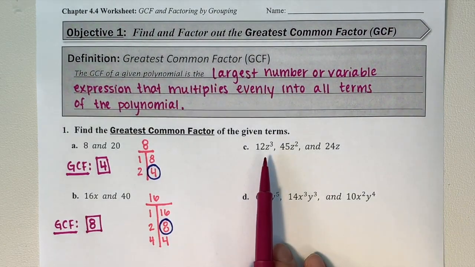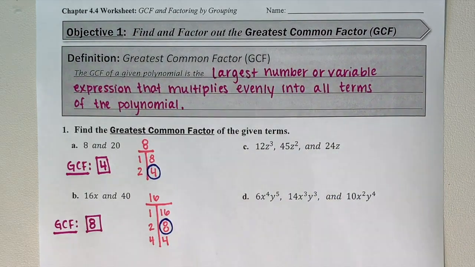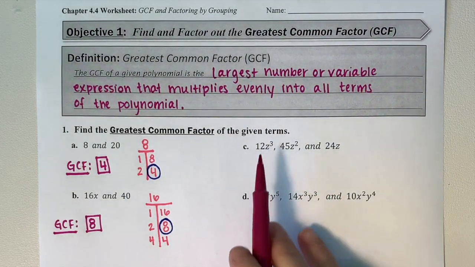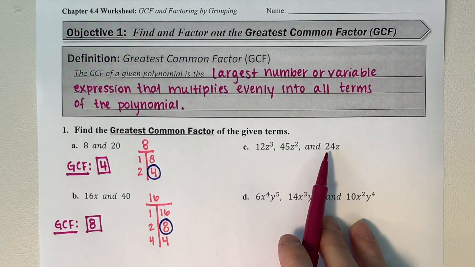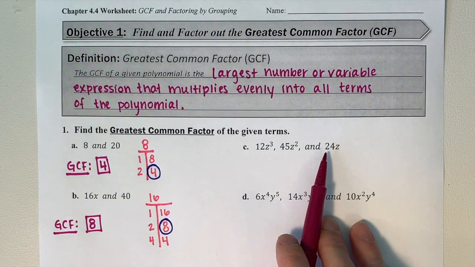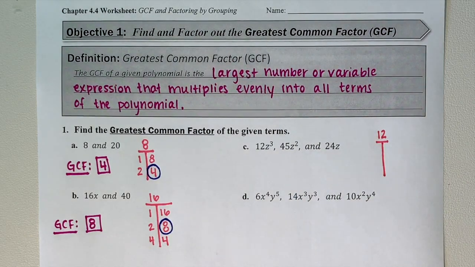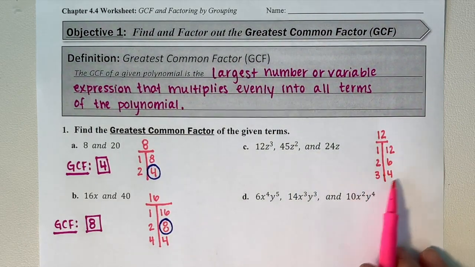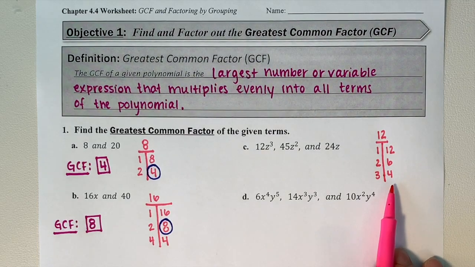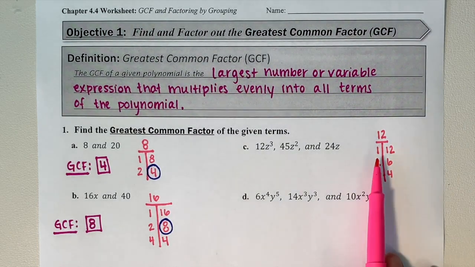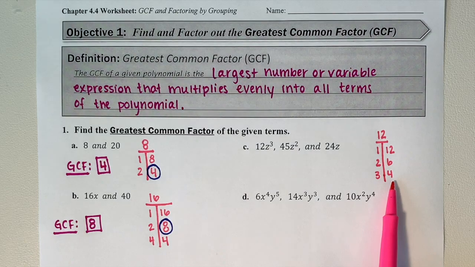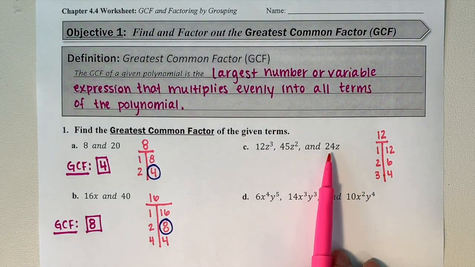For example C, we want to find the greatest common factor between these three terms. Let's start by just looking at the coefficients, the 12, the 45, and the 24. We want to pick the smallest coefficient, which would be 12, and let's list all of the factors of 12. Here are all of the numbers that multiply to give us 12. Now, what is the largest of these numbers that also multiplies evenly into 45 and 24?